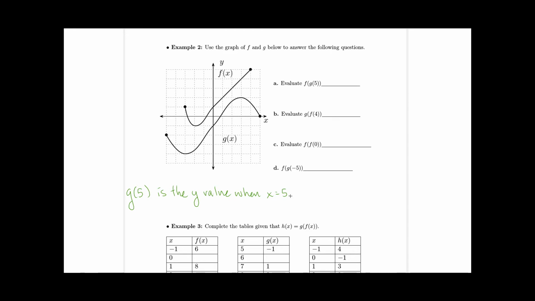That's what g of 5 means. So as I do this problem and I'm figuring out what g of 5 is, I'm first of all only paying attention to g. I don't care what's happening with f at this point. I want to calculate g of 5. Well, when x is equal to 5, we can see that g is 0. So that means g of 5 gets replaced by 0. Now we pay attention to the function f. When x is equal to 0, y equals 1 on the f function. So this all turns into 1.